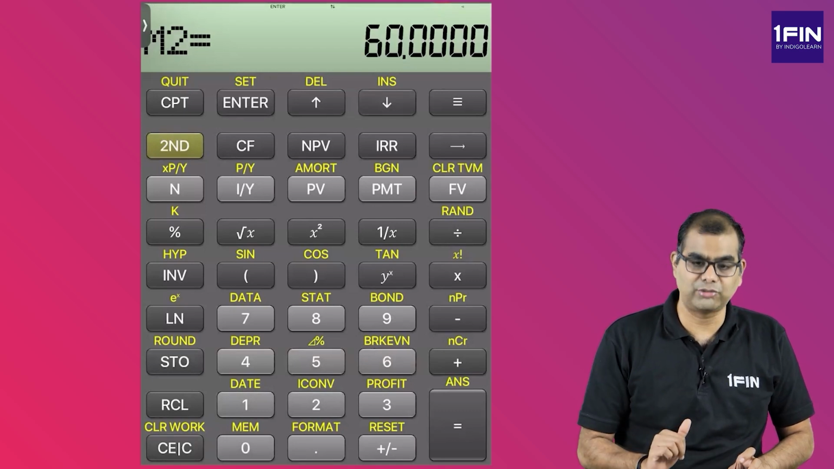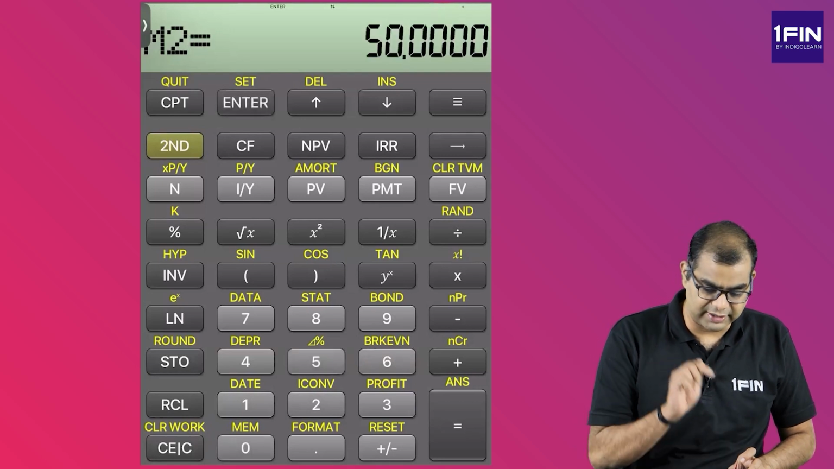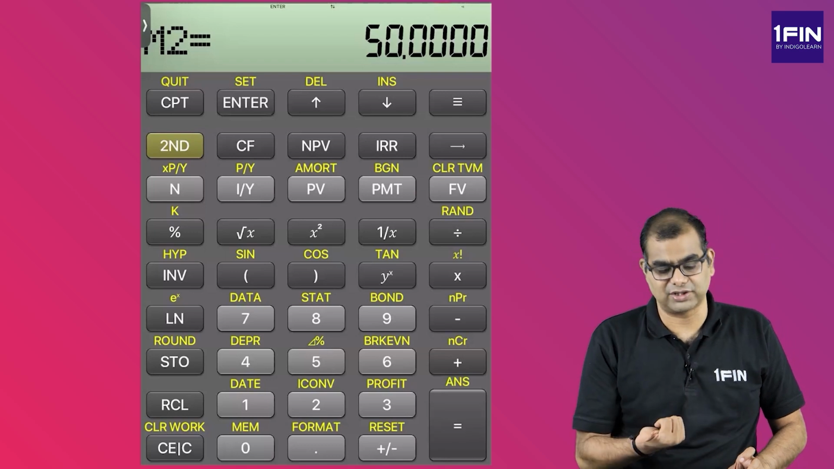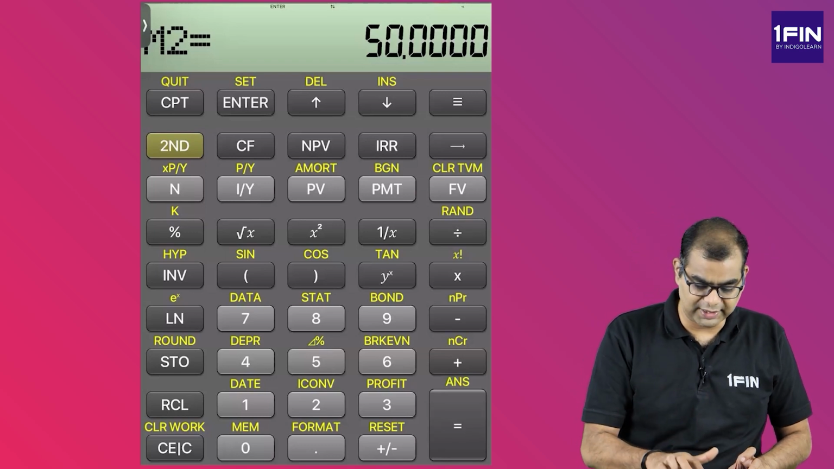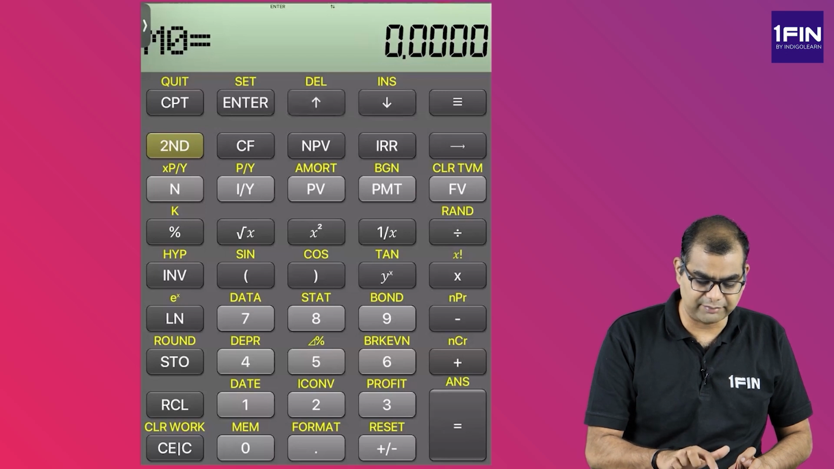Now can I change this M2 from 60 to something else? Yes, you can change here also. 50, enter. So you can directly use the store function or you can use the memory function. Both ways you will get this answer, right? Now what are the things that we have stored? M0 is 0, M1 is 50, M2 is 50.